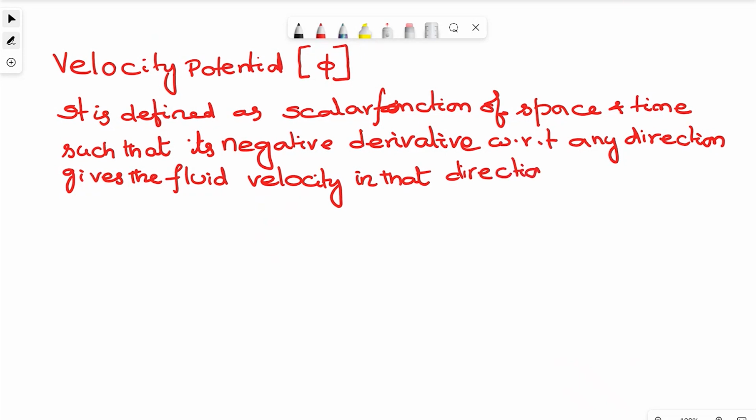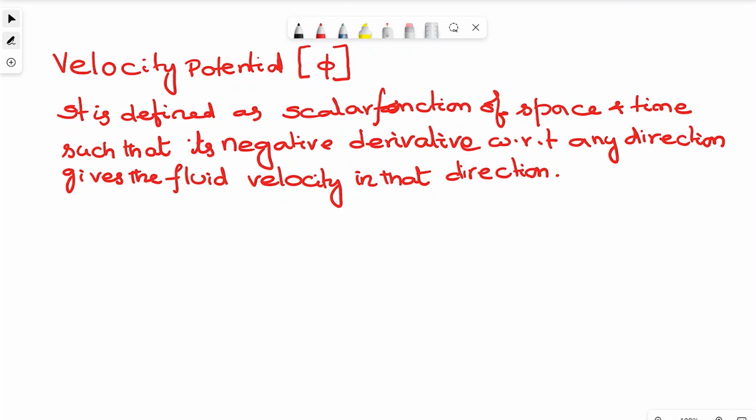If phi is the velocity potential, its derivative in, for example, the x direction, that is dou phi by dou x. Negative derivative means minus dou phi by dou x. It gives the velocity in that direction. So velocity in the x direction is u. So the basic definition is u is equal to minus dou phi by dou x.